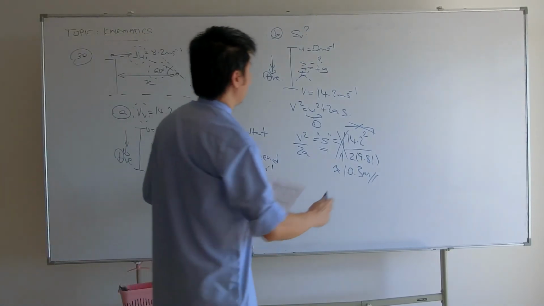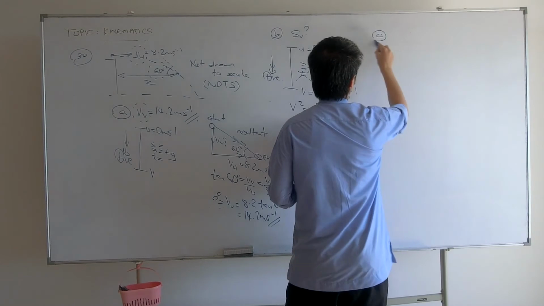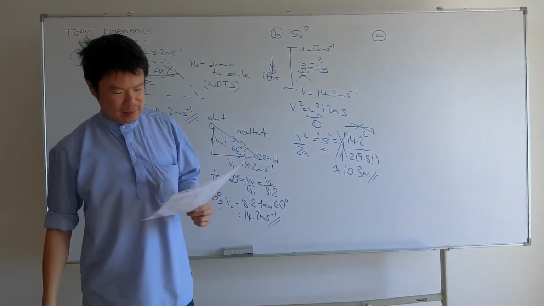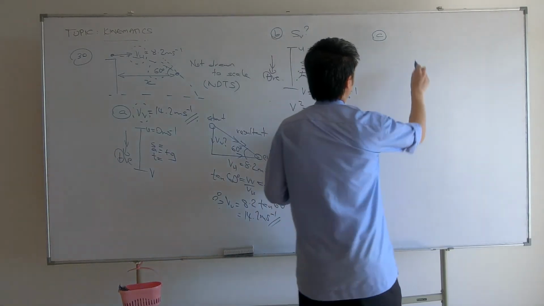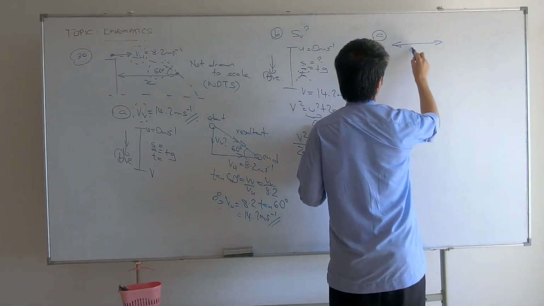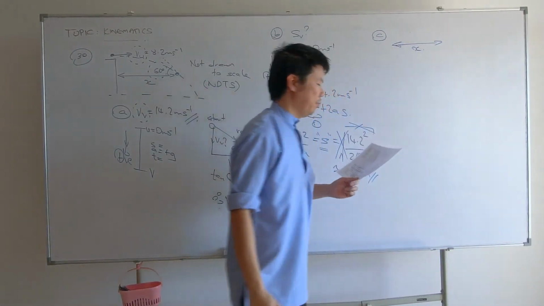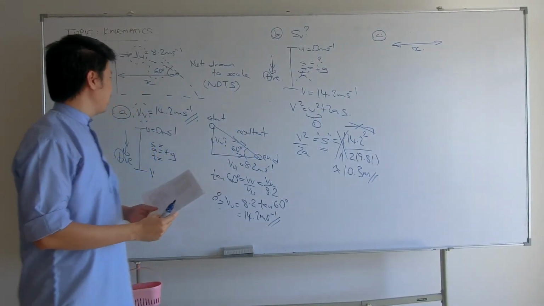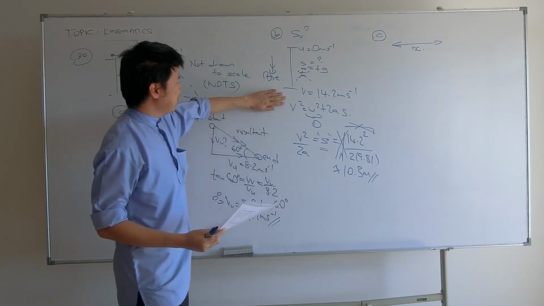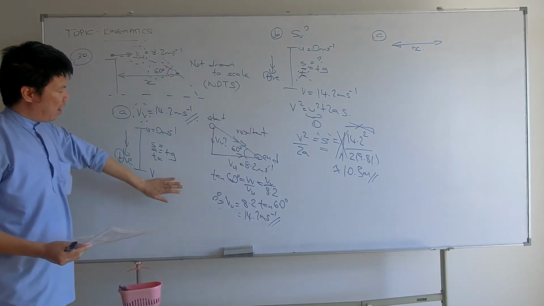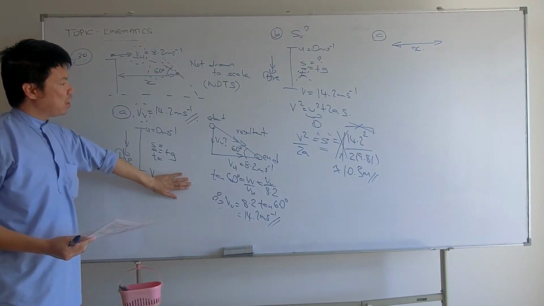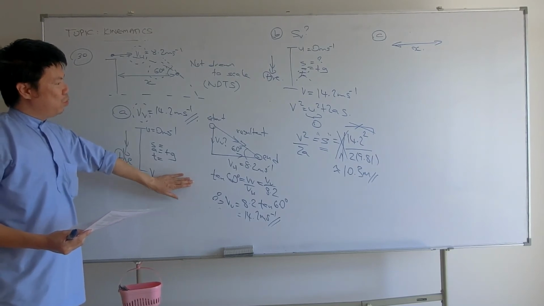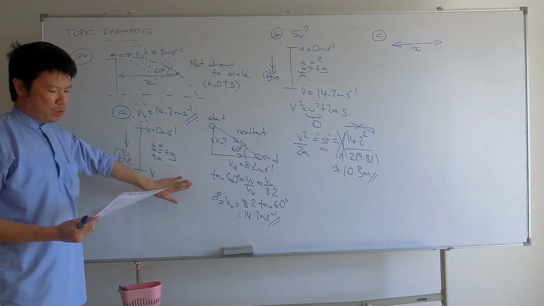Then, going to part C. Determine the horizontal distance x. So now they want you to find the horizontal distance x. You have the UVAST line, and you also have the information given here. The question is, which one would you choose to solve this question?